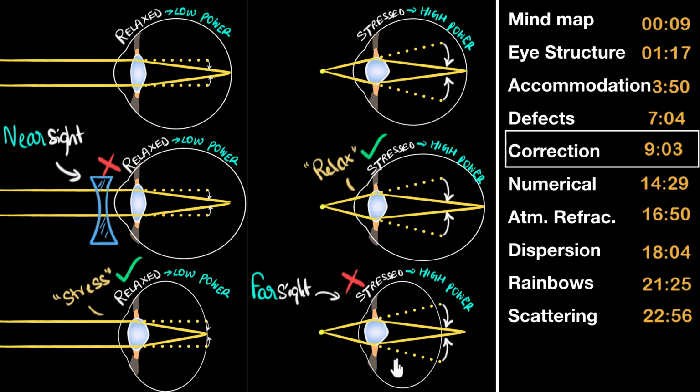So over here, because I'm unable to increase my bending power naturally, all I have to do is add an external glass. Which glass will I add, convex or concave? I need to add more bending power, more converging power, right? So I'm going to add a convex lens.